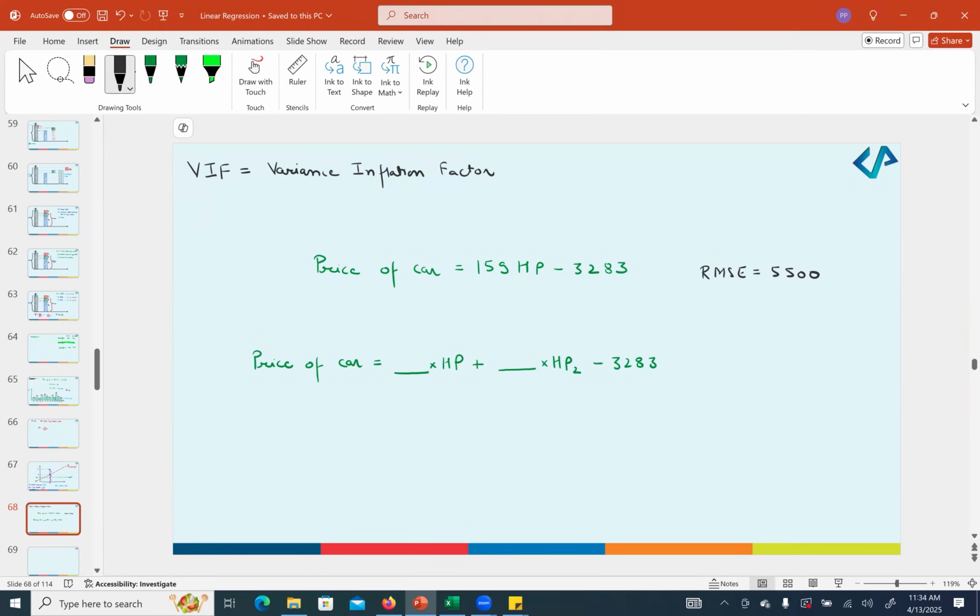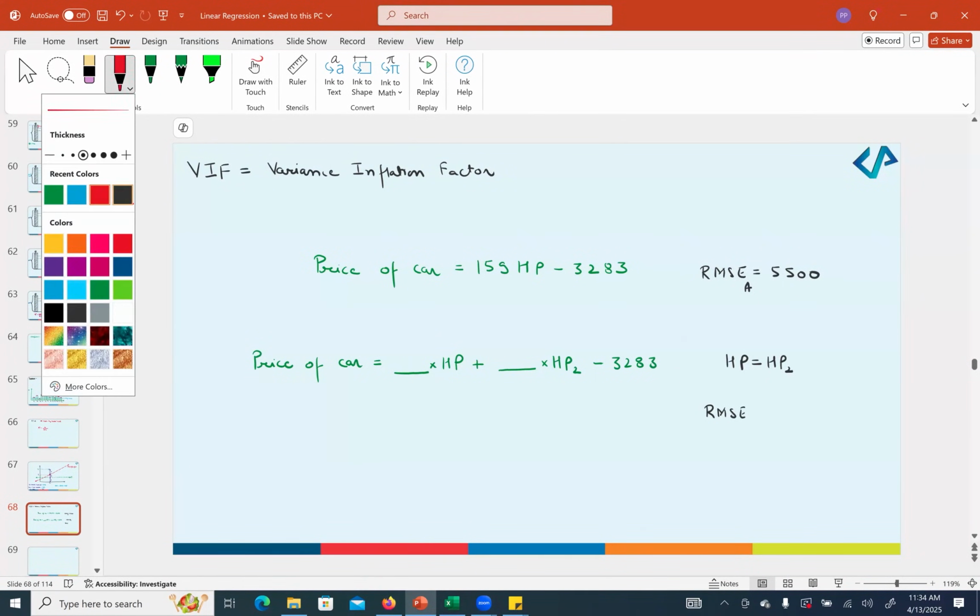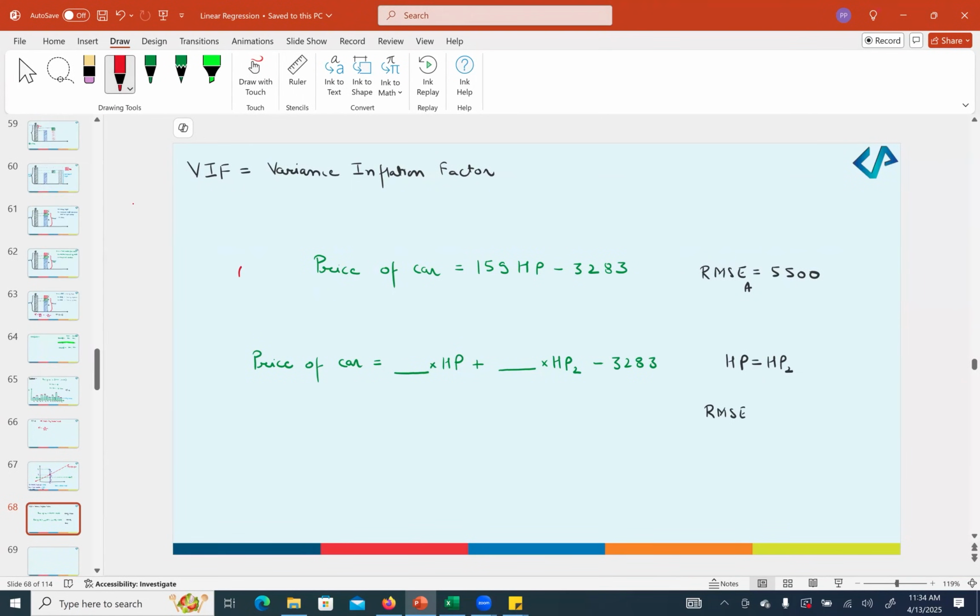First thing, what is given to you? Horsepower is exactly the same as horsepower 2. These are the two same variables. Let's call the first RMSE, maybe A. I am calculating another RMSE for this model. RMSE is the error from the actual value, right? Yes, root mean square error.